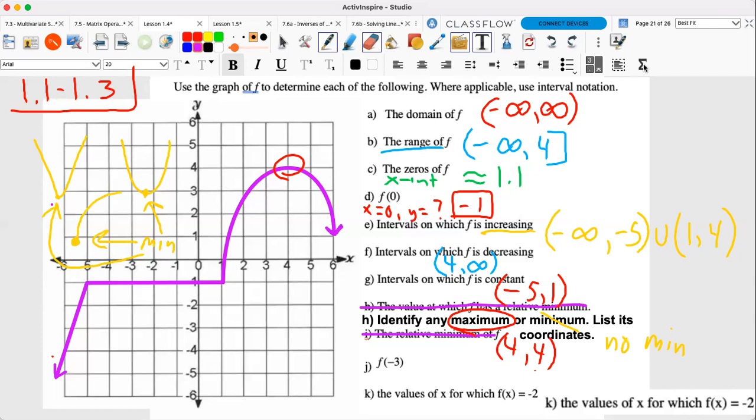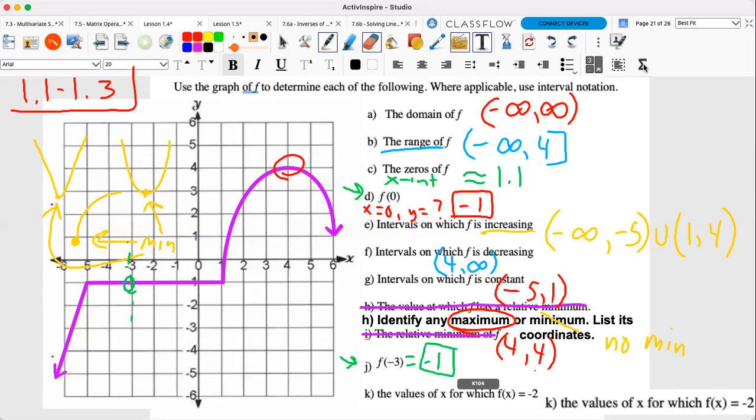Okay. All right. F of -3. F of -3 here. What does that mean? Same thing as before, basically, right? When X is -3, what is Y? Well, X is -3 right here. Y value is -1, so still -1.